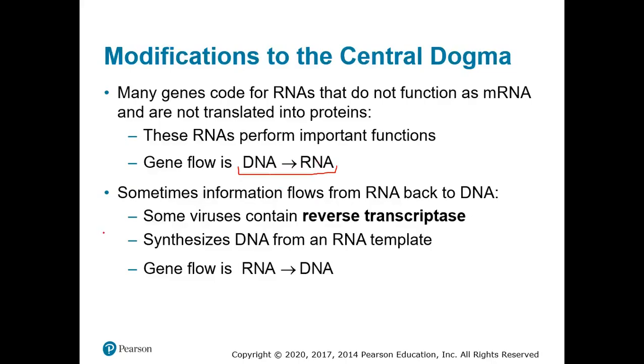Now, the second example is a little more unique. This is where we actually reverse the flow of information. We can take RNA, and from RNA, we can make DNA. And this is through a very specific enzyme called reverse transcriptase. Essentially, we're reversing transcription. And this enzyme is found in some viruses that need to use an RNA template to make more DNA. So you'll notice our flow of information in this case is reversed.